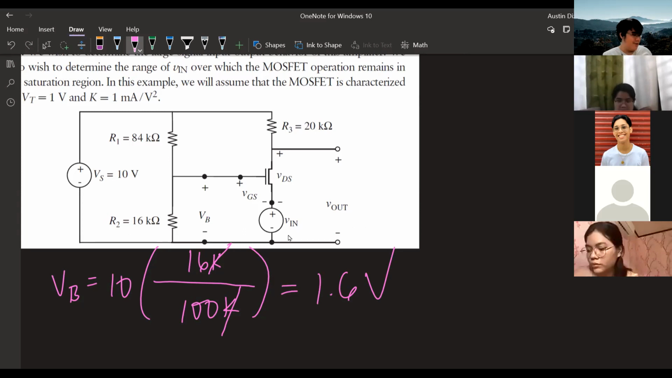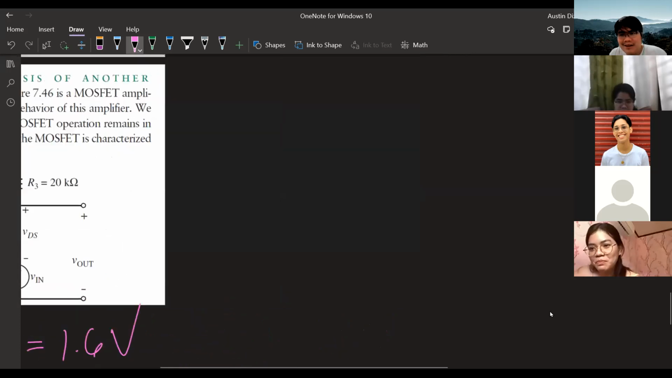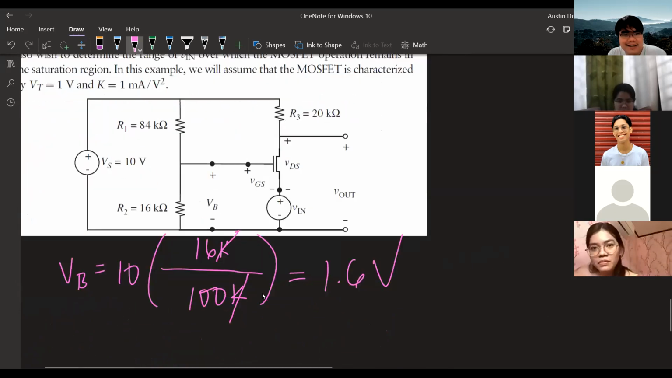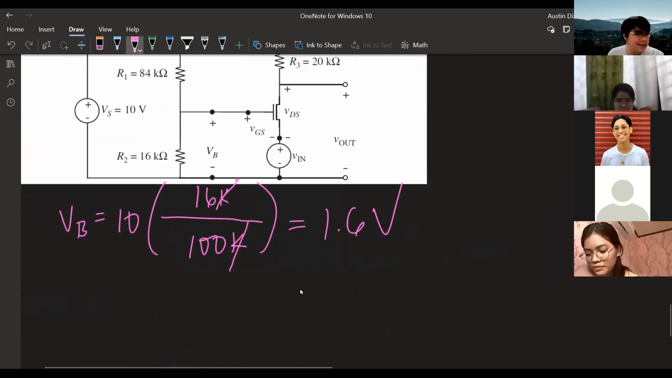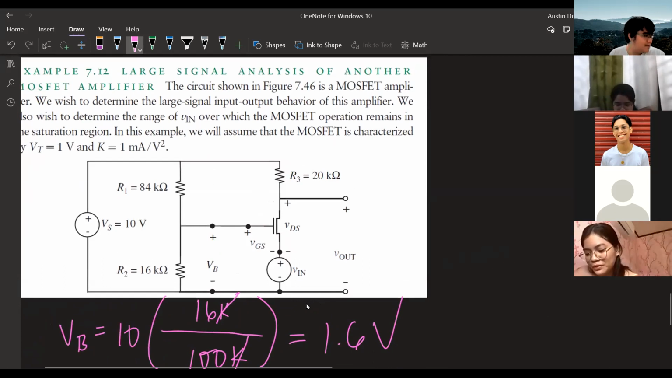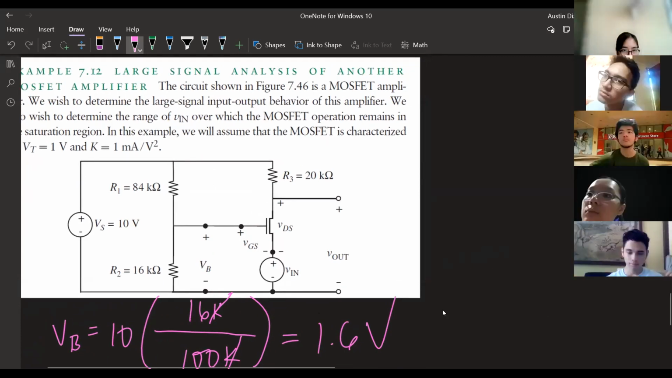Okay, sinong gustong sumagot? Baka lang may gustong sumagot para naman sa bonus. Madali lang naman, mag-node analysis ka lang. Node analysis yung next na tanong. Okay, wala. Sige. Sayang.